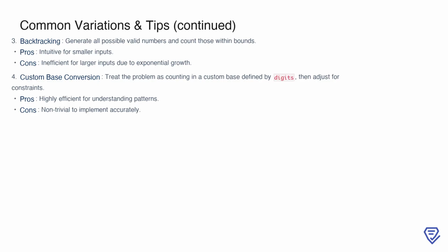Lastly, there's the custom base conversion approach, which treats the problem as counting in a base defined by the given digits. This approach is highly efficient for analyzing patterns and constraints, but it requires careful implementation to ensure accuracy. All of these methods have their pros and cons, so choosing the right one depends on the input size and complexity of the constraints. By understanding these various approaches and their trade-offs, you'll be well equipped to tackle not only this problem but also similar ones in the future.